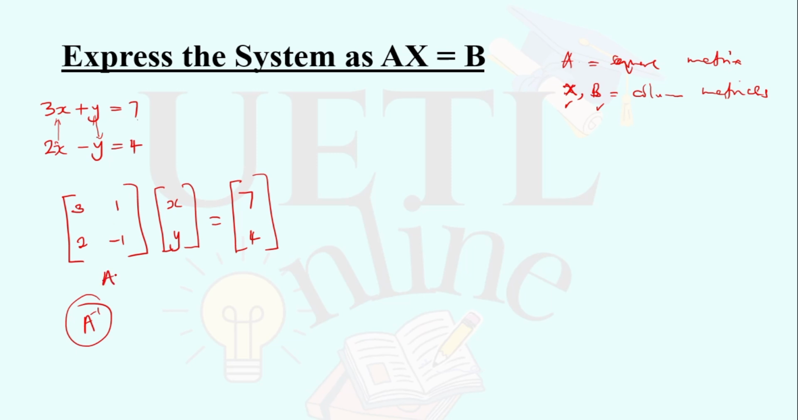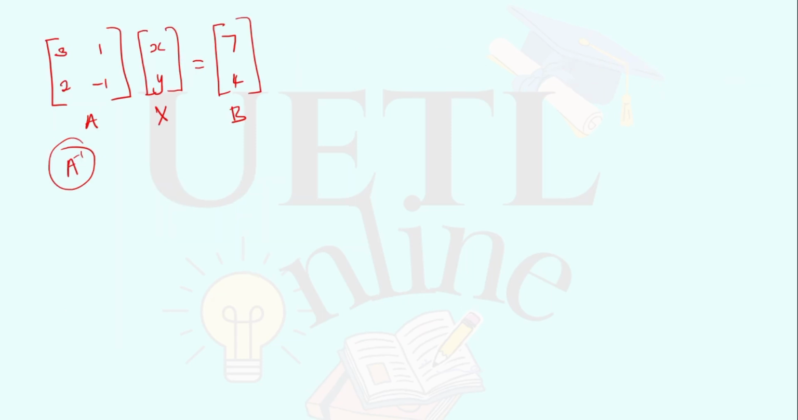This is the A matrix, and this is the X matrix, and this is the B matrix. Okay, so this is it. Now let's go and look at the inverse of A. From here, our duty is just to find the determinant of A. In this case, you can see that our matrix A is 3, 1, 2, -1.